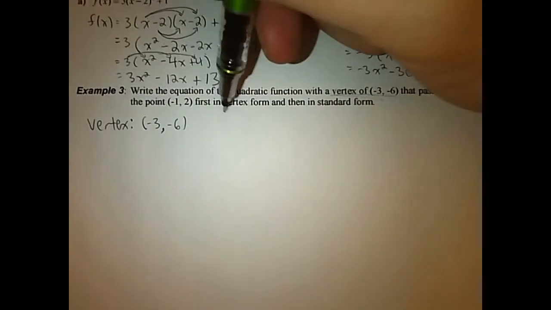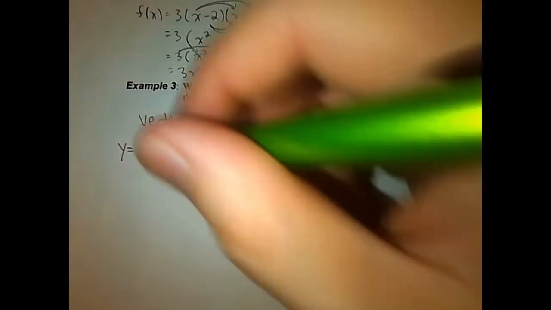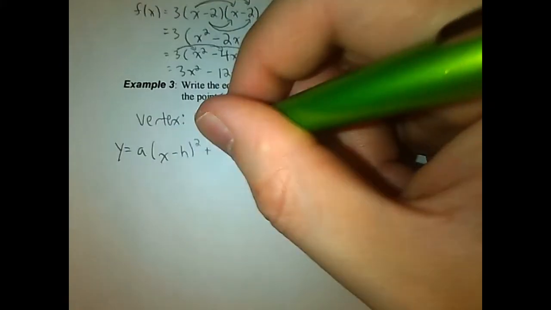Okay, so let's focus on vertex form. Remember, vertex form: y equals a times x minus h squared plus k.